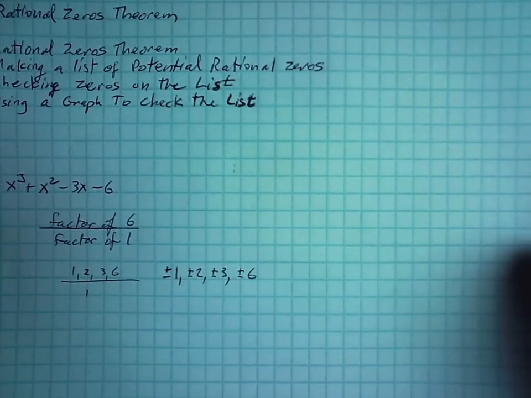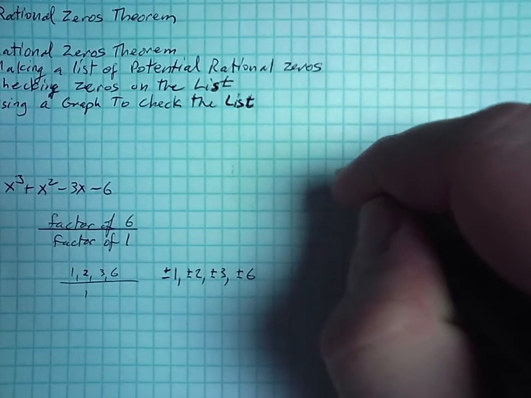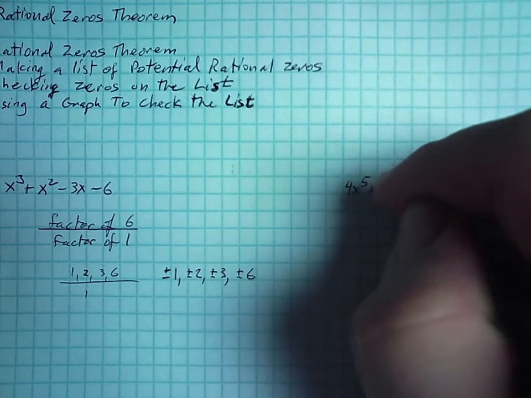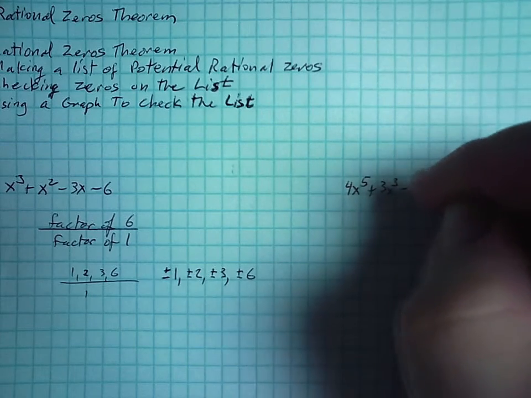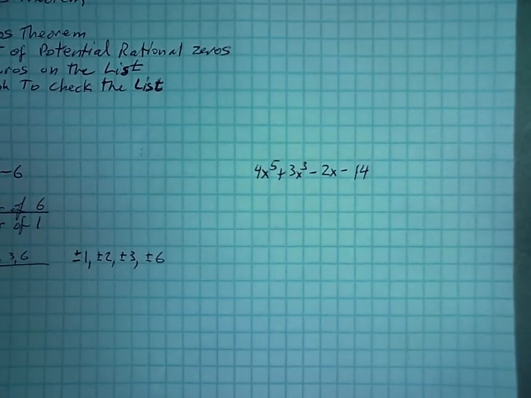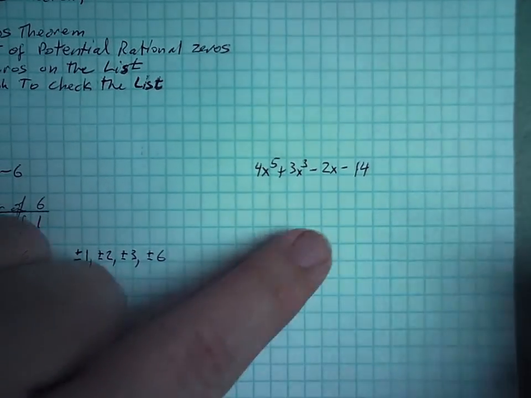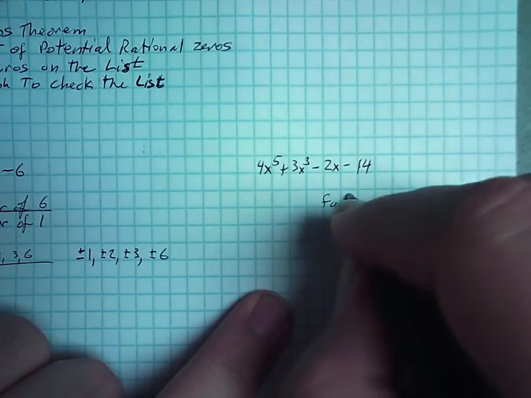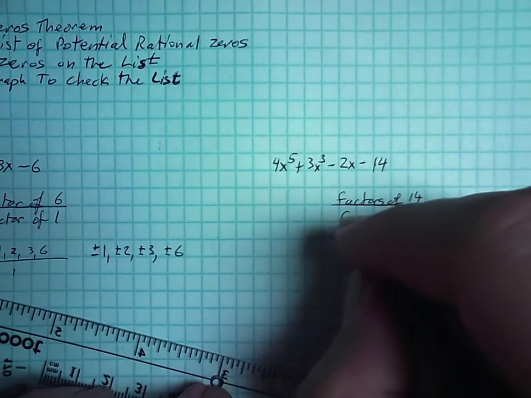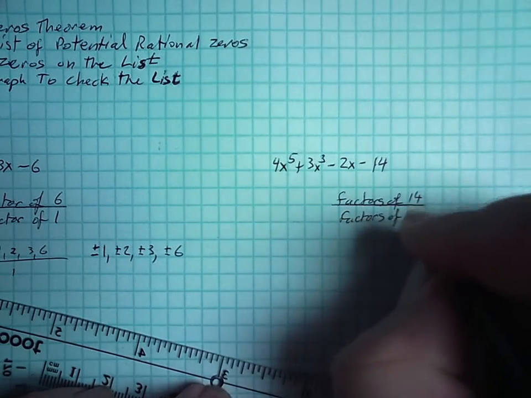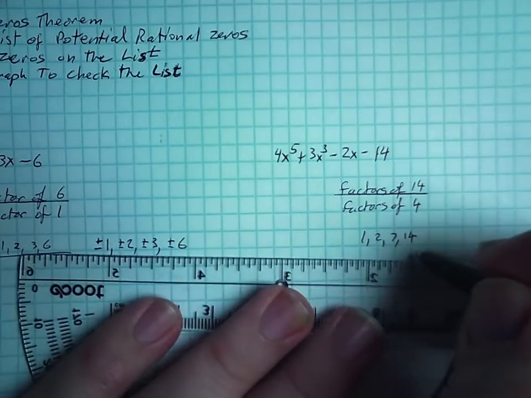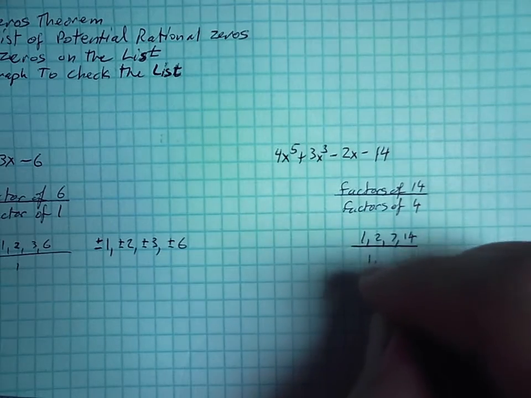So my next example, where the leading coefficient is not 1, we're going to get fractions. 4x to the 5th plus 3x cubed minus 2x minus 14. Of course, all those numbers in the middle don't matter, because all the rational zeros theorem says is if there are rational zeros, they'll be factors of 14 divided by factors of 4. So the factors of 14 are 1 and 2 and 7 and 14. And the factors of 4 are 1 and 2 and 4.